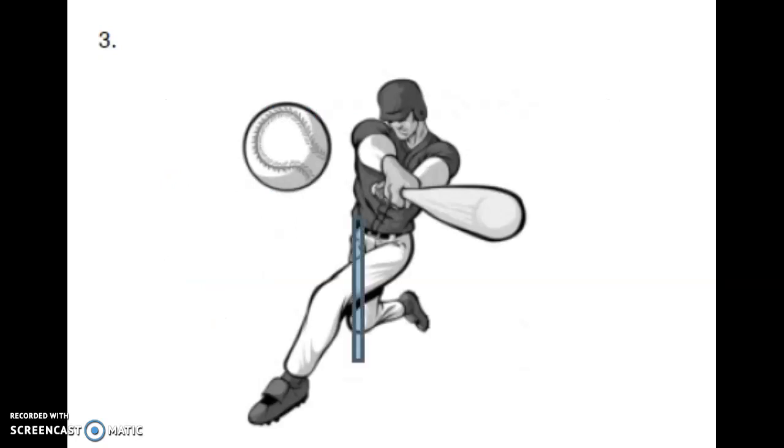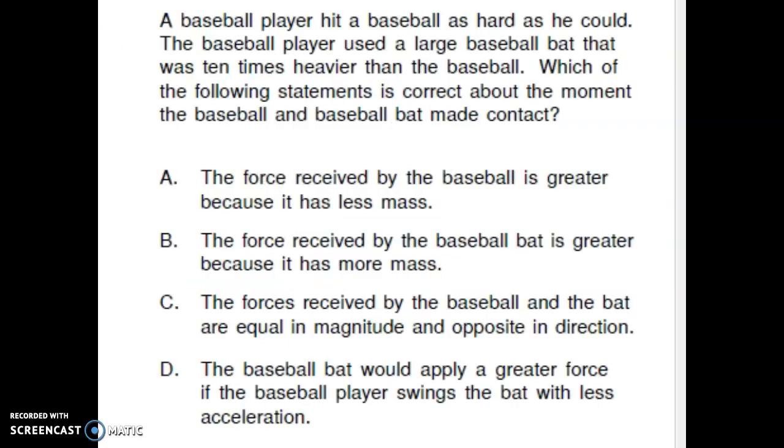Question 3. A baseball player hit a baseball as hard as he could. The baseball player used a large baseball bat that was 10 times heavier than the baseball. Which of the following statements is correct about the moment the baseball and the baseball bat made contact? A. The force received by the baseball is greater because it has less mass. B. The force received by the baseball bat is greater because it has more mass. C. The forces received by the baseball and the bat are equal in magnitude and opposite in direction. Or D. The baseball bat would apply a greater force if the baseball player swings the bat with less acceleration.